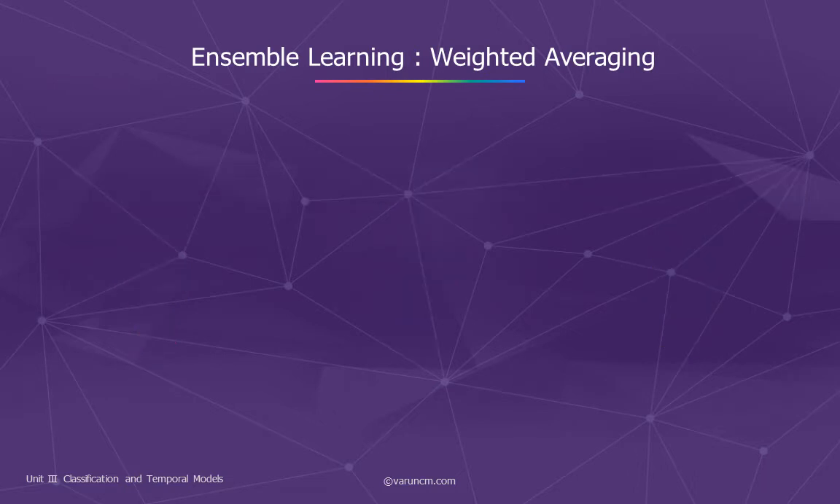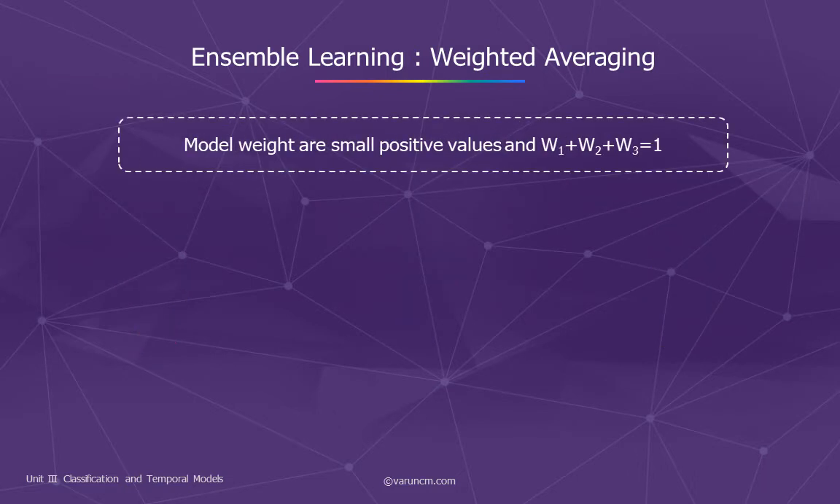So what you need to consider is that model weights are small positive values, and the important norm or rule you need to follow is that the sum of all those model weights is equal to 1. As we have seen in the previous model, 50%, that is 0.5, then 0.35, and then 0.15. The sum of all these three gives the value 1. So this is a condition you need to follow for putting the weights.